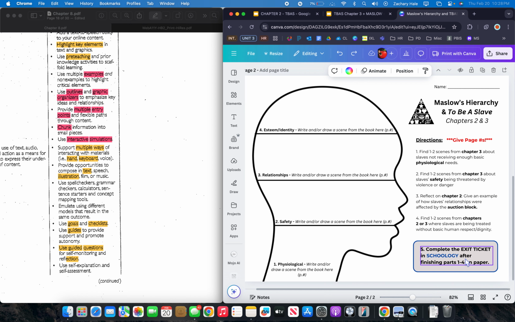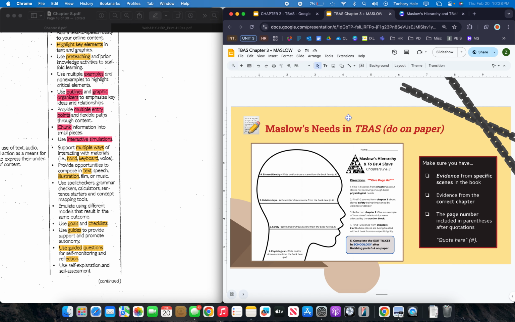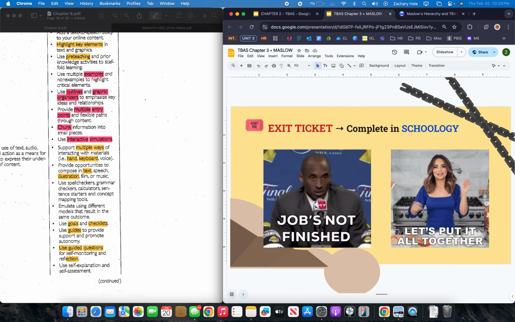And then ultimately students would also have to complete an exit ticket in Schoology, where they're taking these quotes that they found from the book and putting that into a paragraph, since it is English language arts class, putting everything into actual writing within Schoology as an exit ticket to wrap it all together.